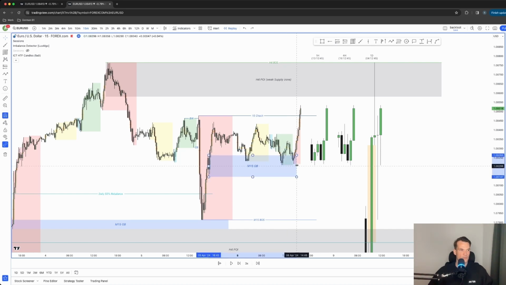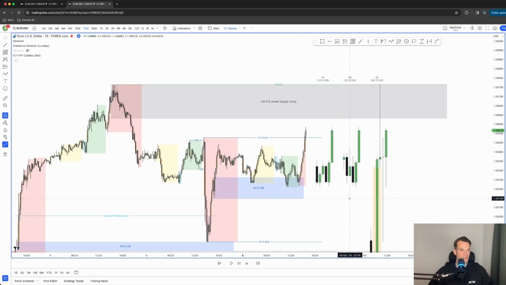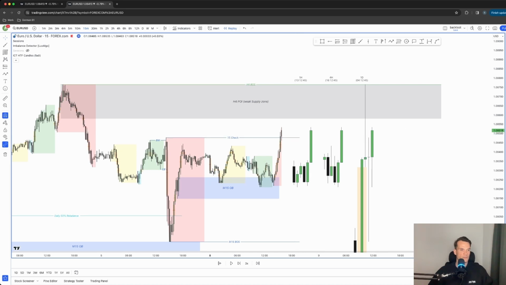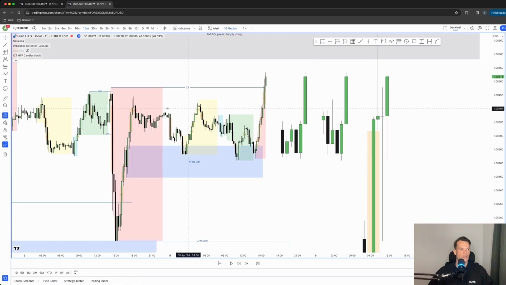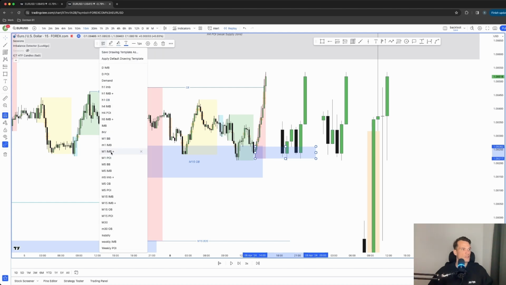Looks like this held pretty nice there. We've now pushed up, created a chock with body. So what's really perfect here is we now have the M15 realigned with the H4. So we're now bullish on both time frames. We can start identifying our order blocks.